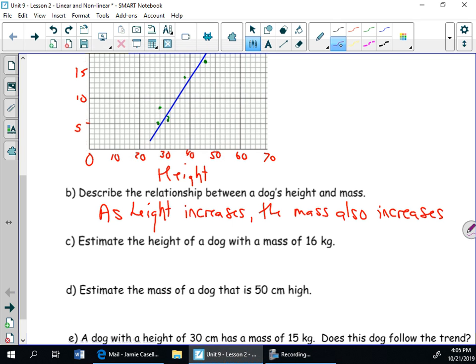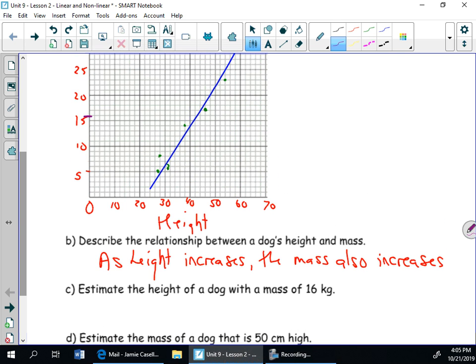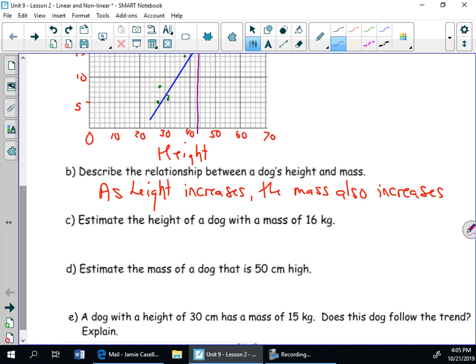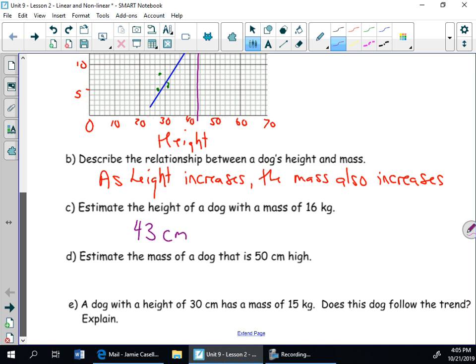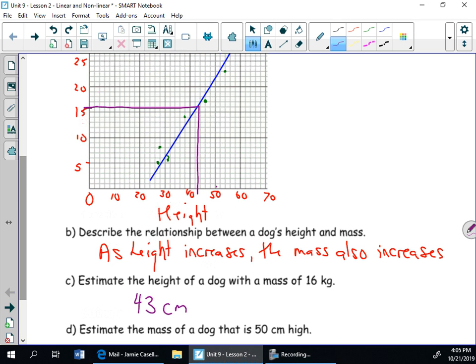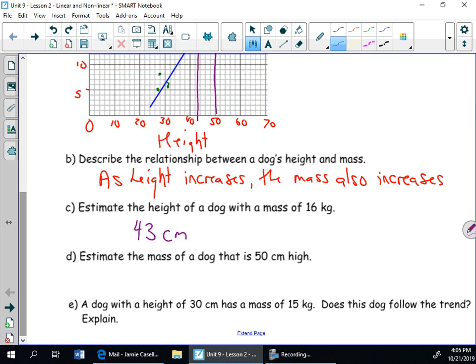Estimate the height of a dog with a mass of 16 kilograms. 16 kilograms, well, that's over here. So if I follow along my graph and then I go down, I can estimate it to be approximately 43. Oh, sorry, 43 is height, centimeters. Okay, if it's 50 centimeters, I can do the opposite. Here's 50. I'm going to follow up and go across. Say it's about 21 kilograms.